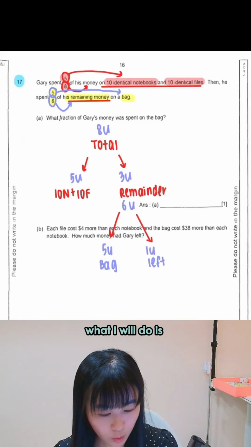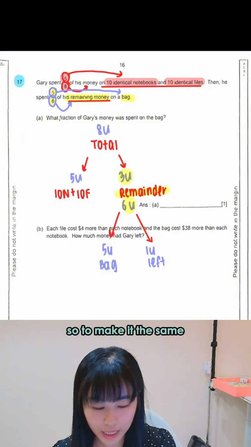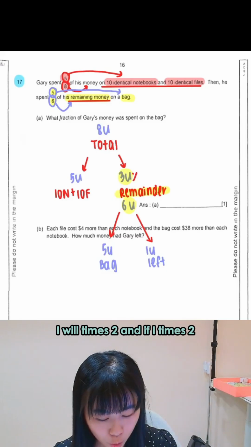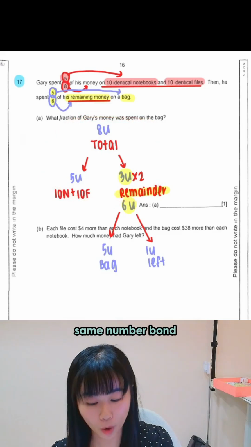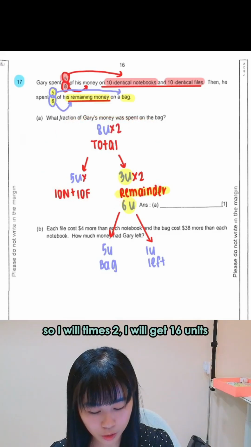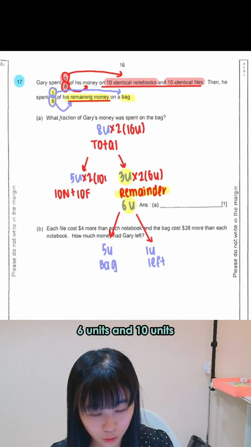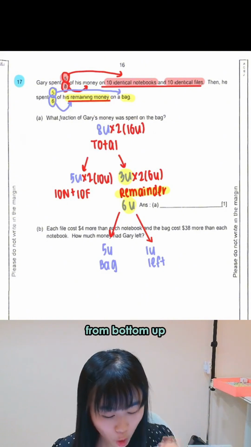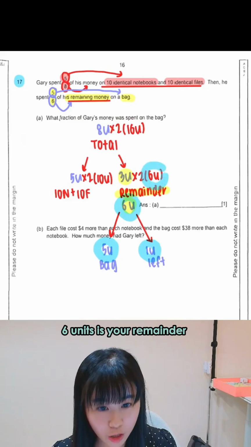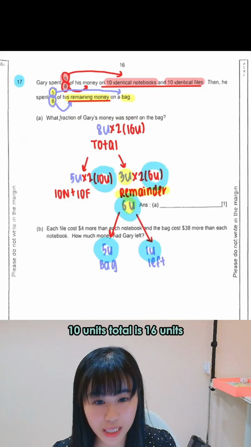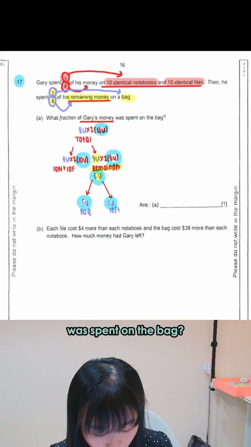So the very first thing I will do is make the remainder the same. On top here is 3 units, below here is 6 units. So to make it the same, I will times 2. And if I times 2, it will affect all my numbers here because they come from the same number bond. So I will times 2, I will get 16 units, 6 units, and 10 units. Now check your numbers from bottom up. 1 unit plus 5 units is 6 units. 6 units is your remainder plus whatever you spent here, 10 units, total is 16 units. What fraction of Gary's money was spent on the bag?